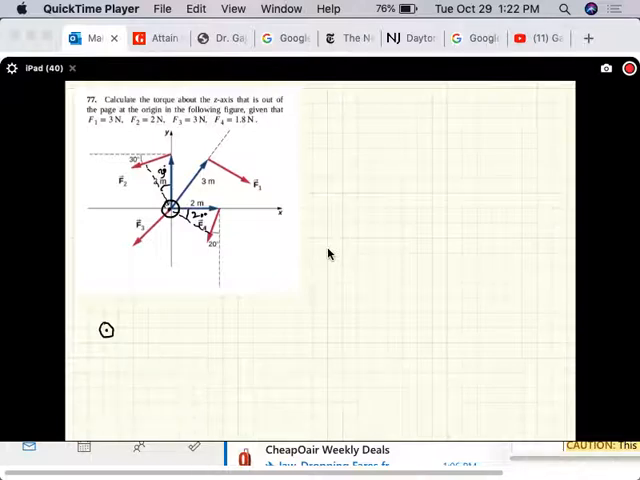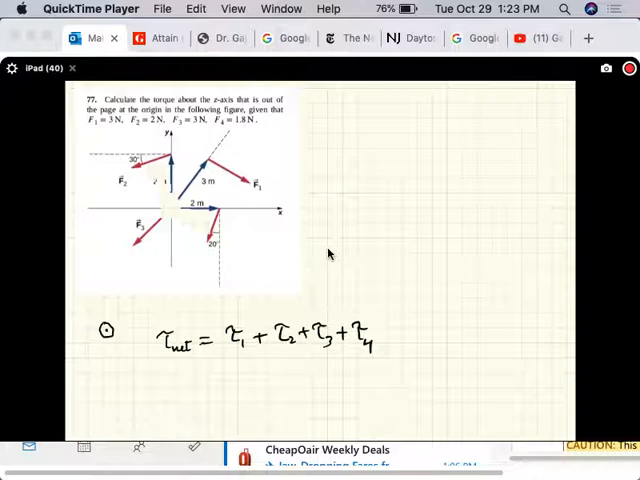So the net torque, maybe I'll write it like this: net torque is torque due to 1 plus torque due to 2 plus torque due to 3 plus torque due to 4. And let me erase all of this.